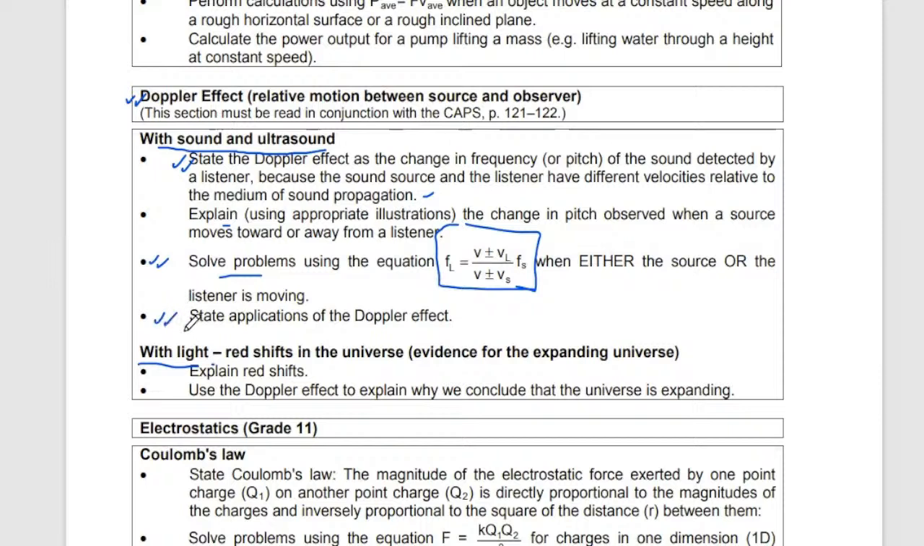Then we should be in position to also state the applications of the Doppler effect in relation with sound or any other application in that case. Then with light, we need to be in position to explain the red shifts as well as the blue shifts. Just need to know what the blue shifts are and the difference with the red shifts. Our point of emphasis will be the red shifts, and how we use the Doppler effect to explain why we conclude that the universe is expanding.